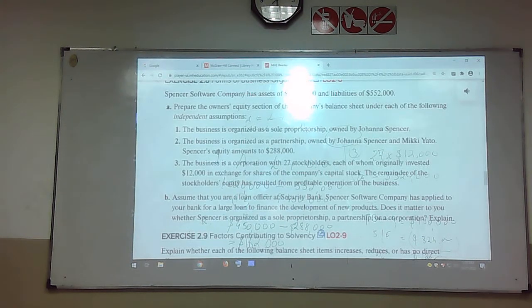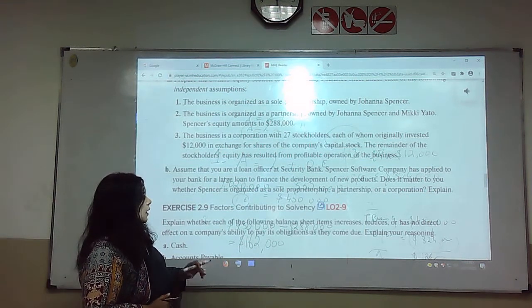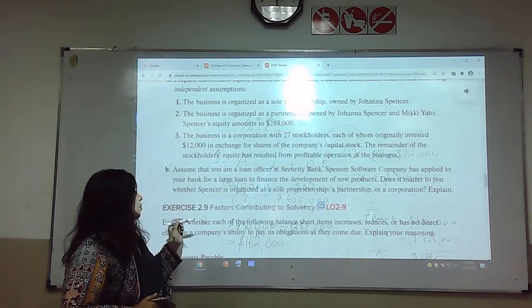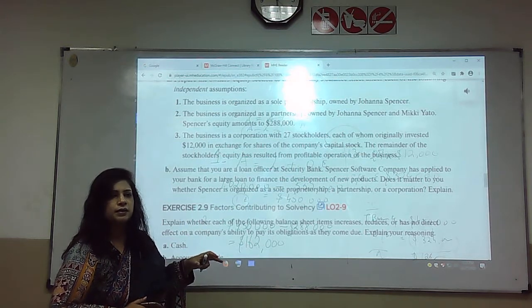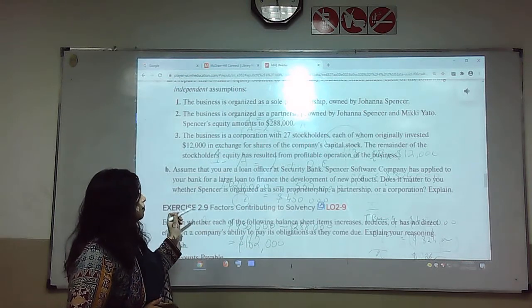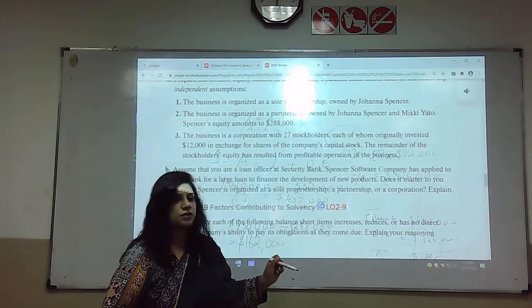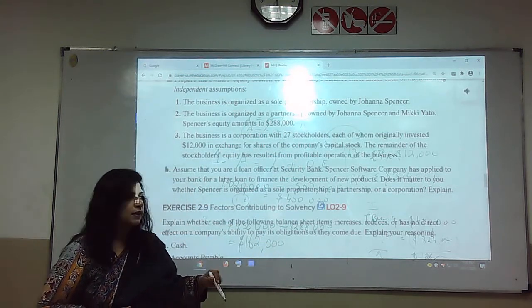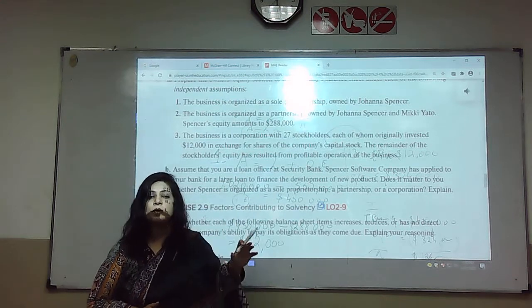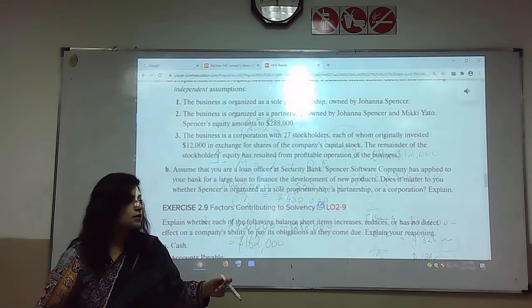The part is this: assume that you are a loan officer at Security Bank and Spencer Software Company has applied to your bank for a large loan. You work in a bank as a credit officer. To finance the development of new products, does it matter to you whether Spencer is organized as a sole proprietorship, a partnership, or a corporation? Yes, it does. Why? Because if it's a sole proprietorship, the liability would be entirely upon the owner of the business. If he's not able to pay it, you're lost.